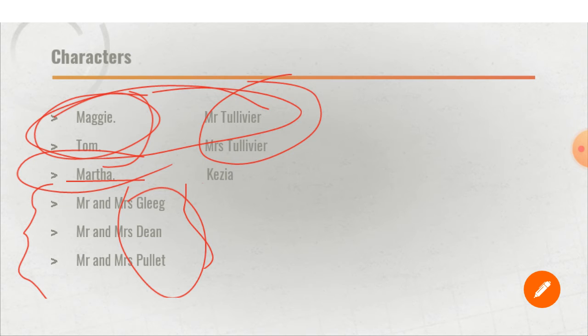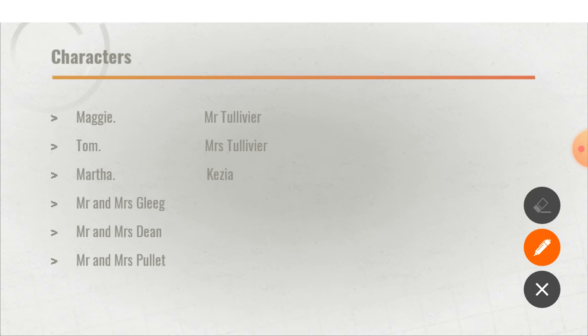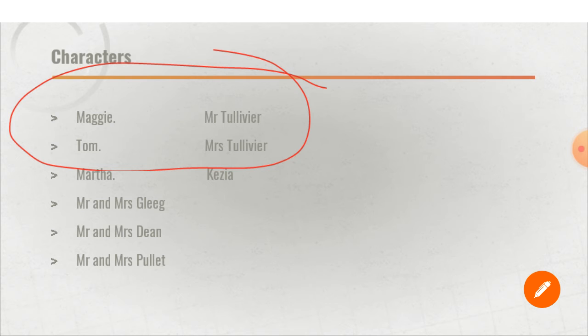This is the whole family of Tulliver. These are the characters present in the whole story. So the family of Tulliver is this: Maggie, Tom, Mr. Tulliver, and Mrs. Tulliver. Got it?